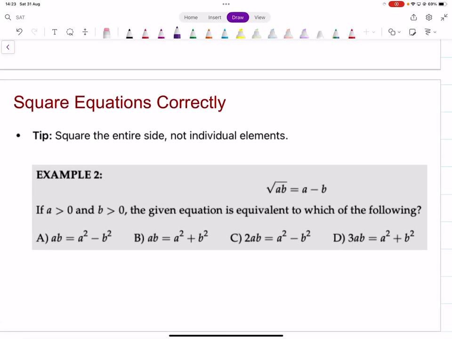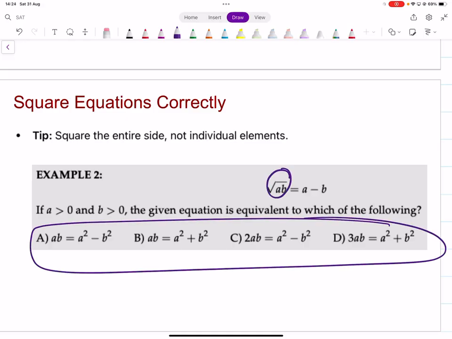Now, let's have a look at this. You have this equation, square root of AB equals A minus B. And they're asking, given that A is greater than 0 and B is greater than 0, none of them can be negative, which of the following equations is equivalent to this? Now, what have they done in the options there? They've basically squared everything, right? So you can see the square root has been eliminated. You can't find square root in any of those terms, so basically they've squared both sides.